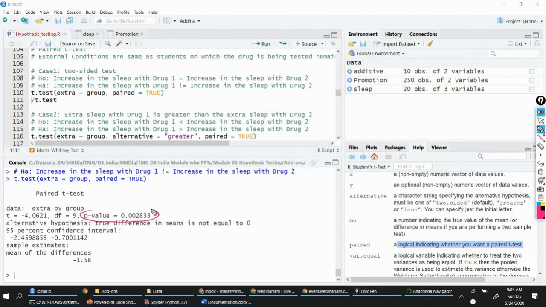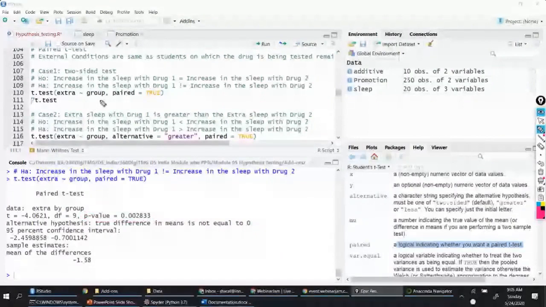The p value is 0.002, and this is very, very less than 0.05. So we reject the null hypothesis. Rejecting the null hypothesis means we take the alternative hypothesis, which says the true difference of mean is not equal to 0. So we move on and come to the one-sided test.